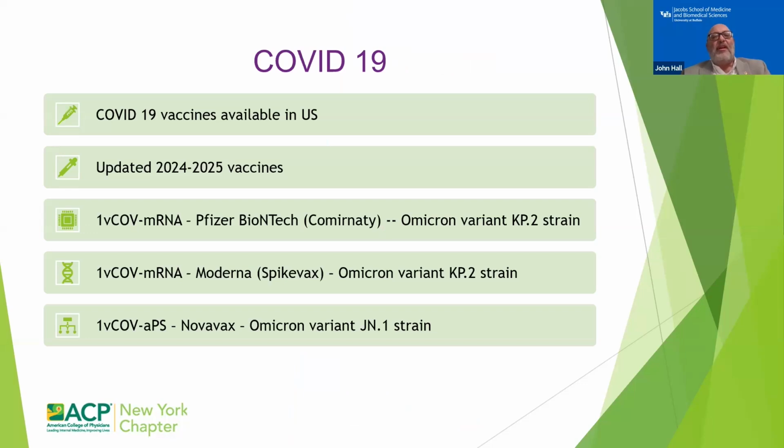The current mRNA vaccines, with the Pfizer vaccine, is the KP2 strain variant, and the Moderna is a single valent vaccine of the Omicron KP2 strain as well. There is a little bit of a difference, even though it is a single strain. The Novavax is against the JN.1 variant of Omicron.